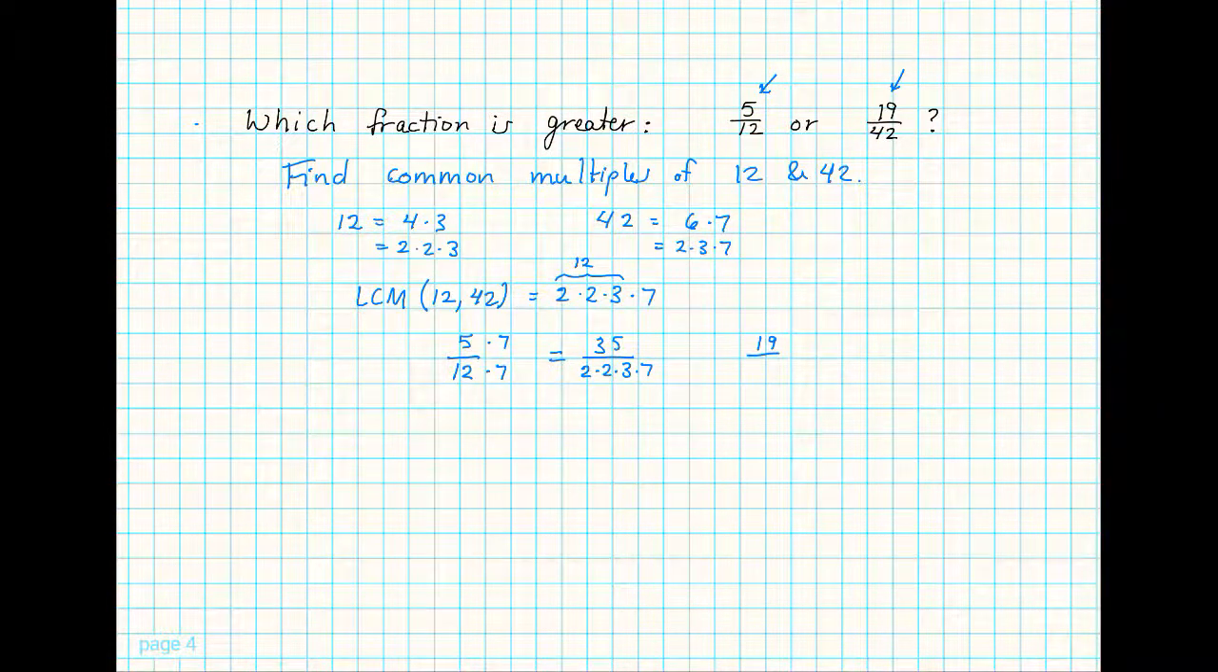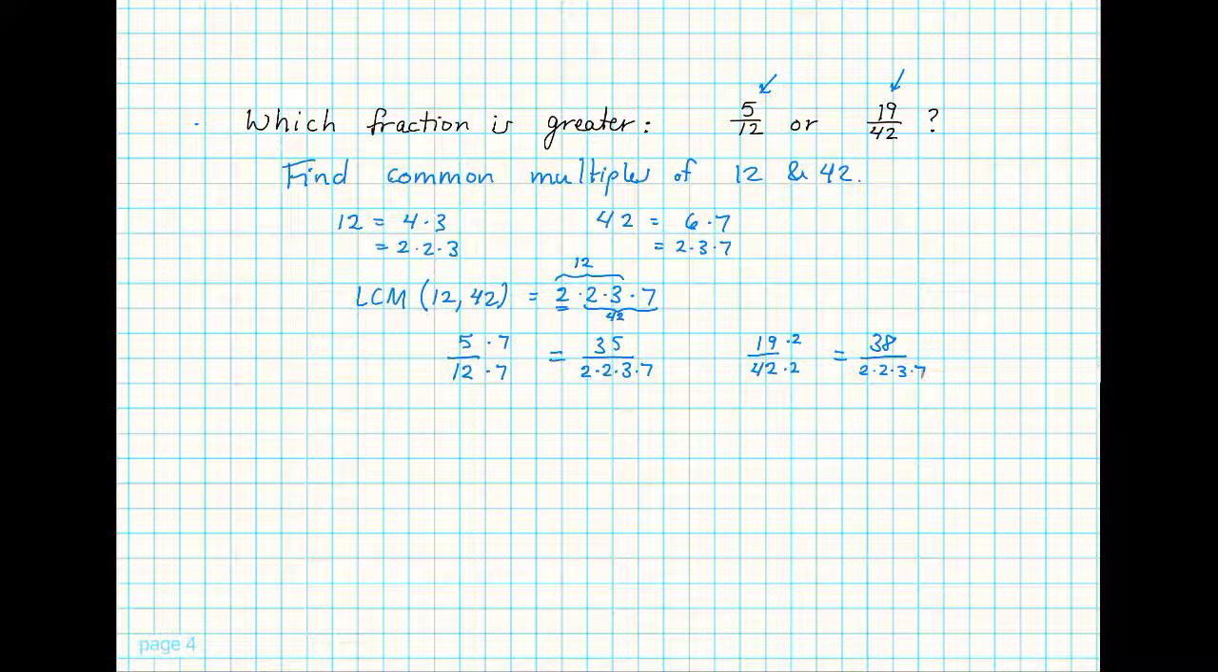Okay, and 19/42, well, 42 is 2 times 3 times 7, and that is missing the 2. So I multiply numerator and denominator by 2, and I get 38. And the denominator is whatever that is. It's not that hard to multiply out, but the point is I don't care.